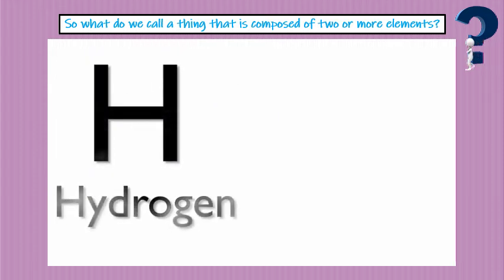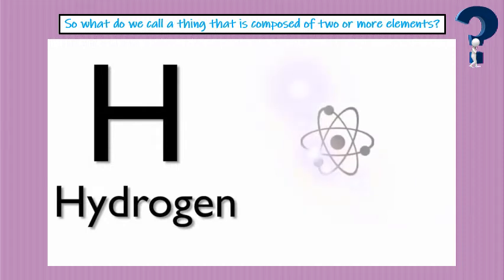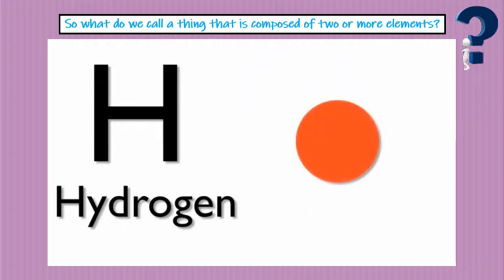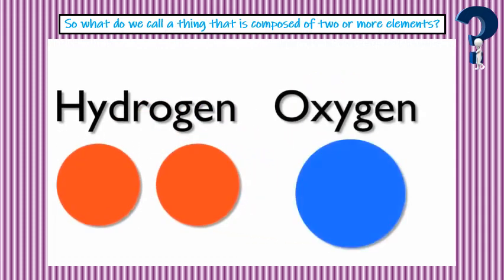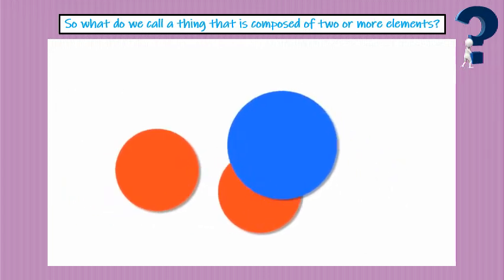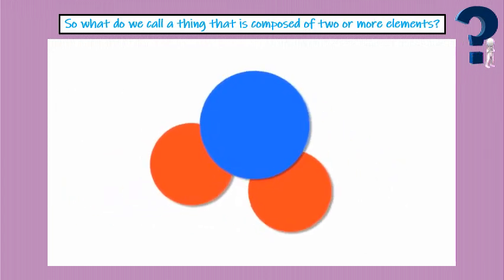Another element found on the periodic table of elements is hydrogen. Hydrogen is just one type of atom that we can represent with a red circle. Now, let's take two hydrogen atoms. We will combine these two hydrogen atoms with one oxygen atom.